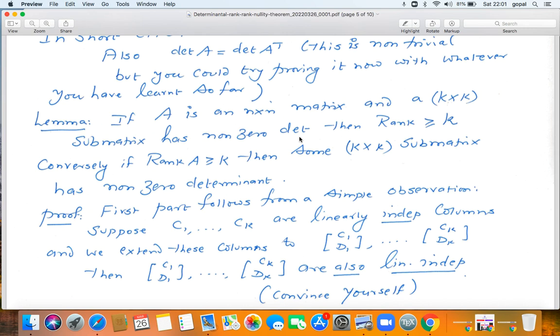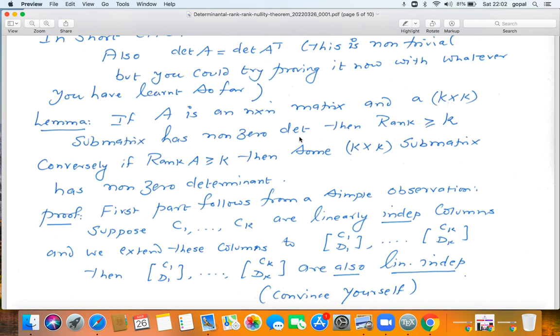Suppose a K plus 1 by K plus 1 submatrix also has a non-zero determinant, then the second clause will tell you that the rank must be greater than or equal to K plus 1, no? The second clause will immediately tell you that the rank cannot be K, it must be at least K plus 1. But I told you that the rank is exactly K.